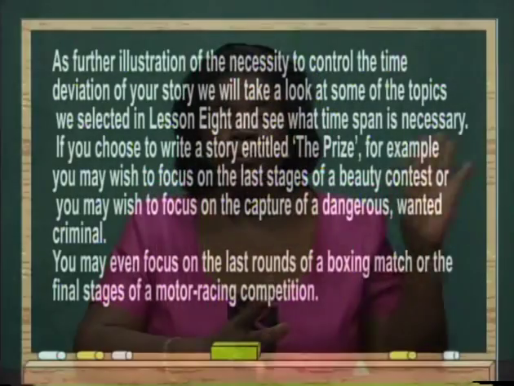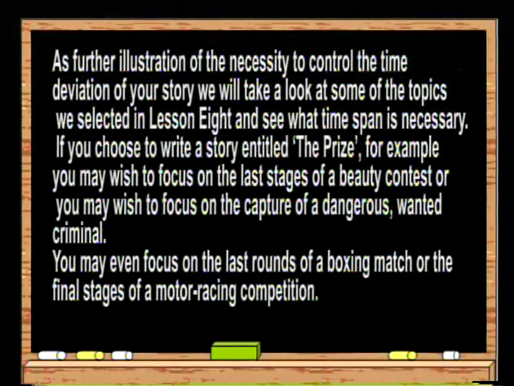Such concentrated action is what is expected when you write your stories for the CSEC English A examination. As further illustration of the necessity to control the time deviation of your story, we will take a look at some of the topics we selected in Lesson 8 and see what time span is necessary.